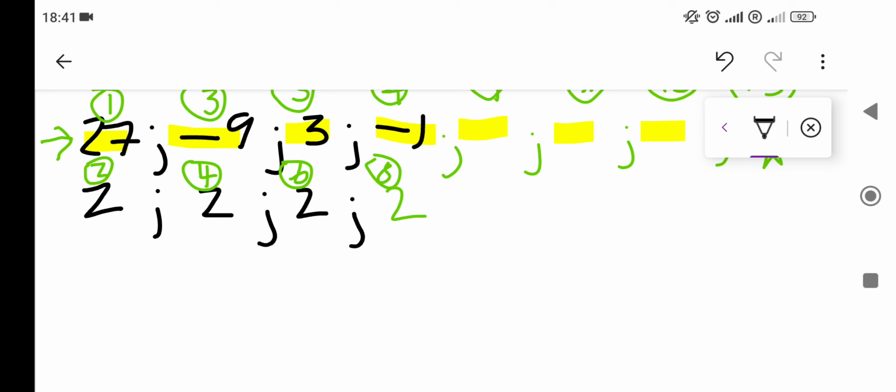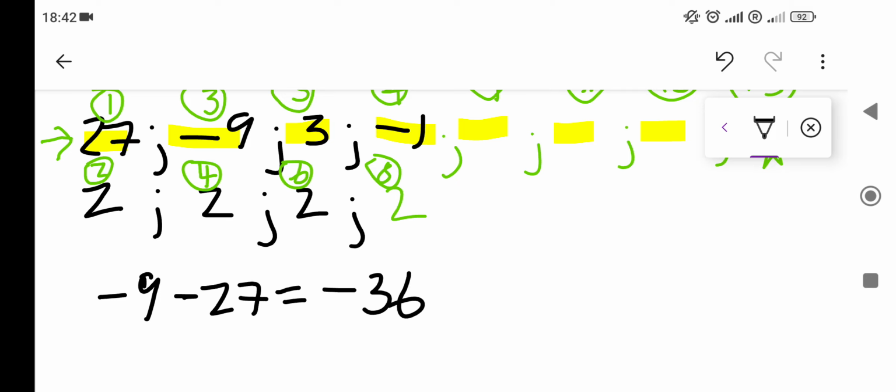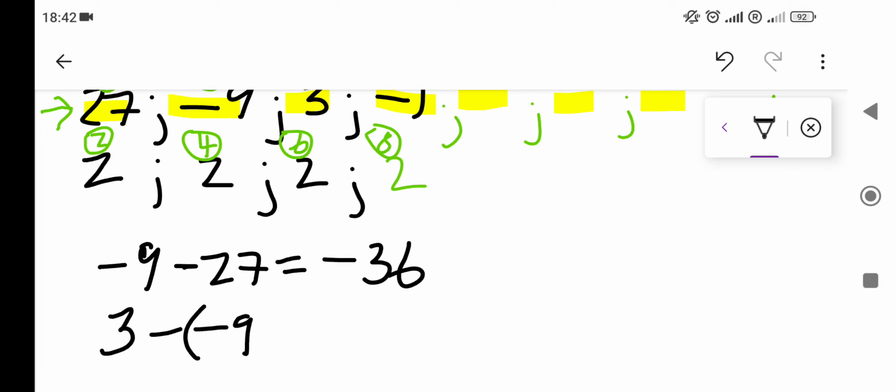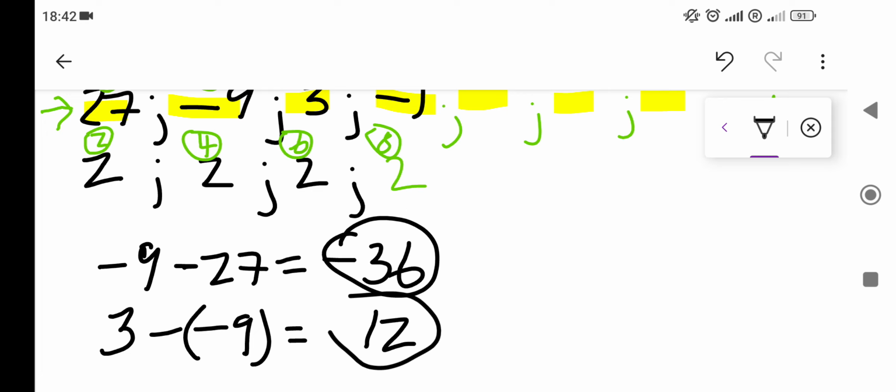Constant difference is second minus first. So I'm going to say minus 9, and I'm going to subtract 27, and that is going to give me negative 36. Now I'm going to take the next consecutive, so I'm going to take 3, and minus the minus 9, and that's going to give me a positive 12. Clearly these values are different. What does that tell me? There is no constant difference.